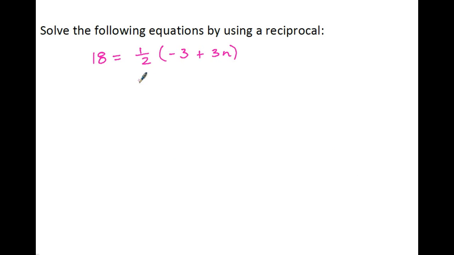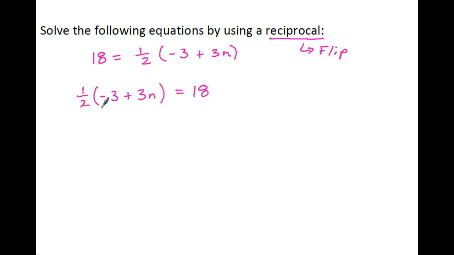Okay, our next step is to use the reciprocal. Reciprocal really means that we're going to use the flip. So here's our example: 18 equals 1/2 times negative 3 plus 3n. Some of you might get confused by this, so let's rearrange this and move this to the other side. So I'll leave it as 1/2 times negative 3 plus 3n equals 18.